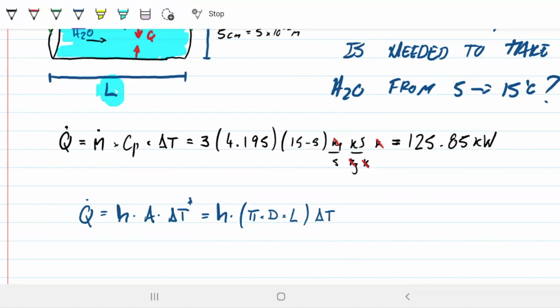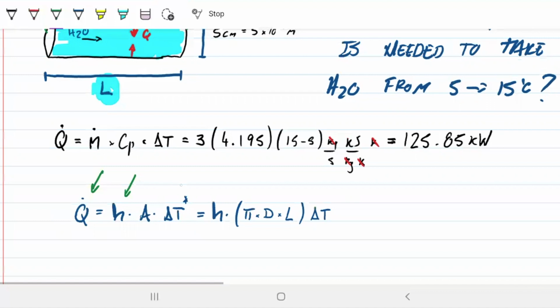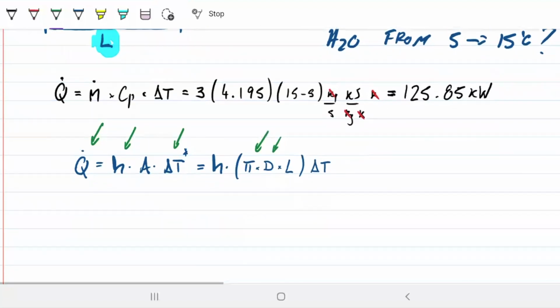Note that we have this Q, we just calculated it. We have this H, we grabbed it before. We have this delta T, that will be our 90 minus our 10. We have the diameter, we have pi, obviously. The only thing we don't have here is the length. So let's find this. L equals Q divided by H pi diameter delta T.